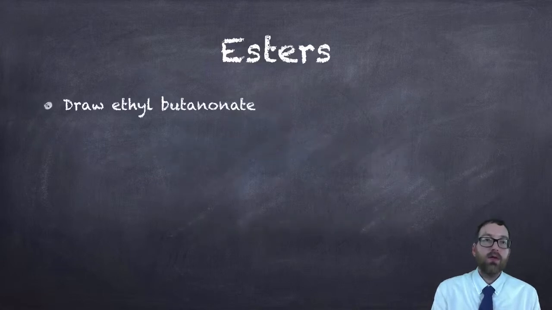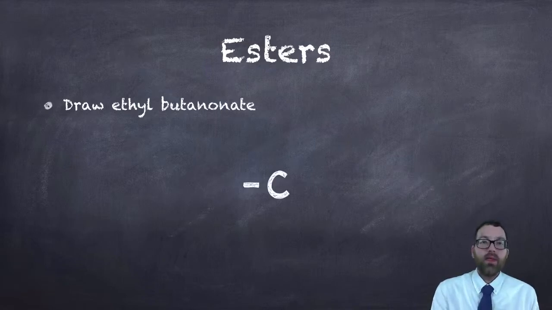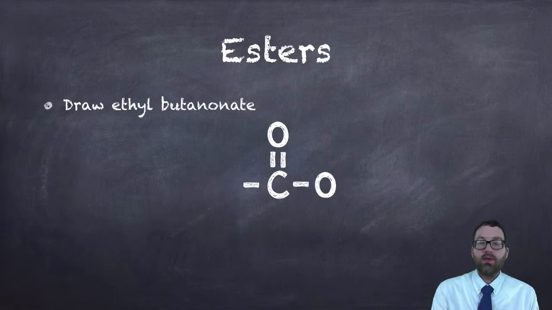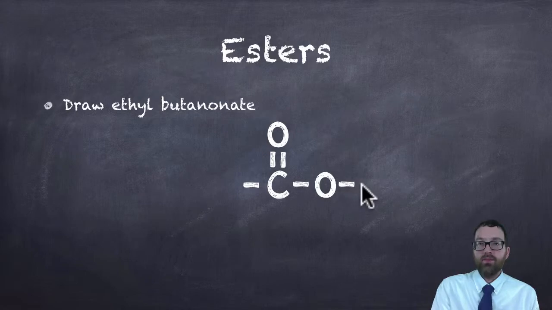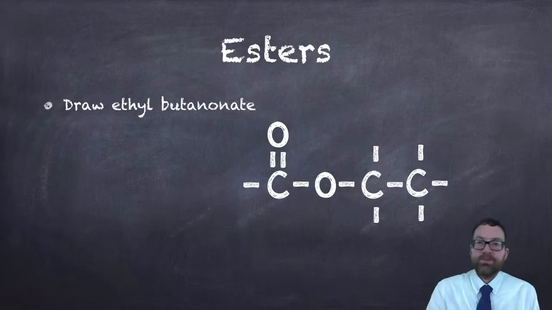Next, let's draw ethyl butanoate. So the functional group, I like to start with the functional group first. So single bond C, double bond O, single bond O, single bond. The ethyl group is my alkyl radical attached to my single bond O. So ethyl means 2 carbons. So there's my CH2, CH3.